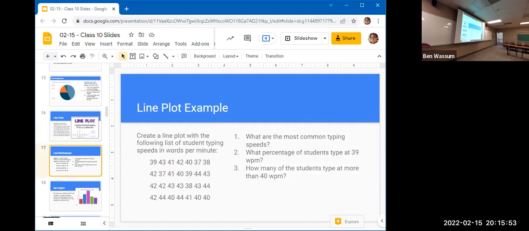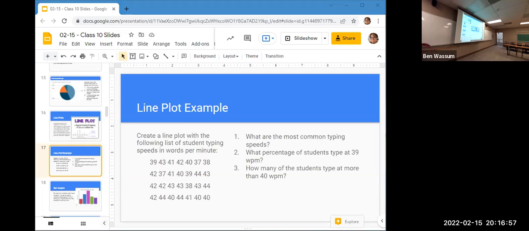Now, speaking of bad, I decided to make a line plot example. So this one, we're going to have to be a little delicate on how we're going to do this. We're going to create a line plot with the following list of student typing speeds in words per minute. Let's see, the smallest number in here is 38, nope, 37. So I'm just going to make a little list of all of my possible data points. The biggest number we see is 44. I see a bunch of 44s. I don't see anything higher than that. So we're going to do this.